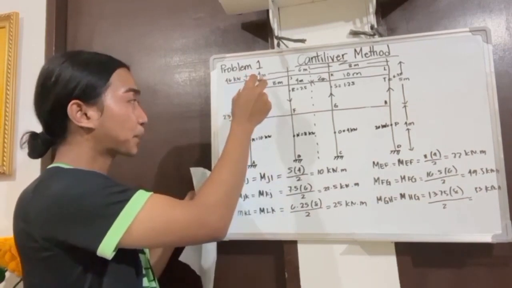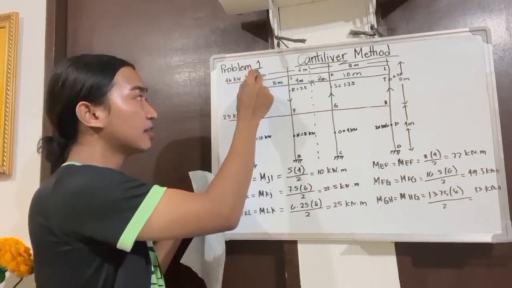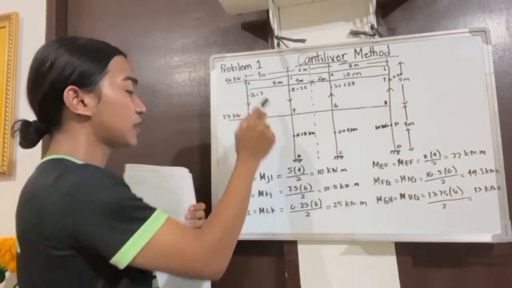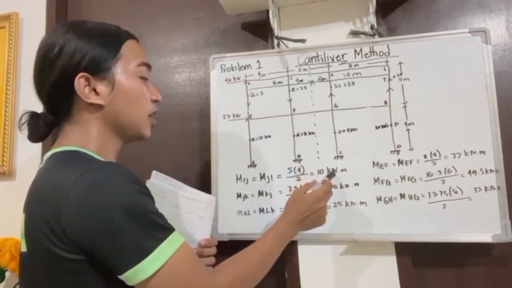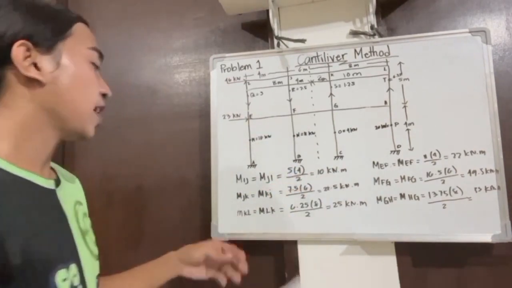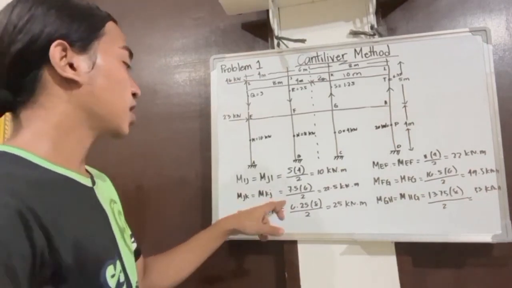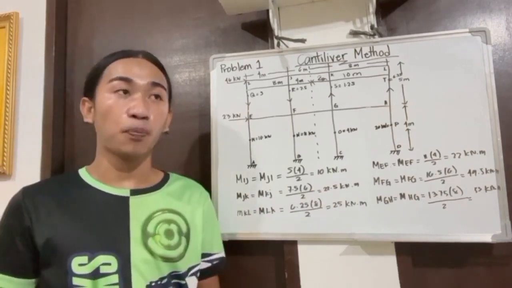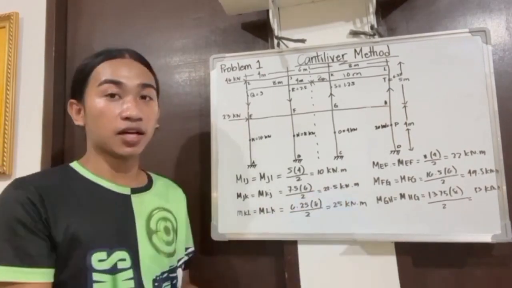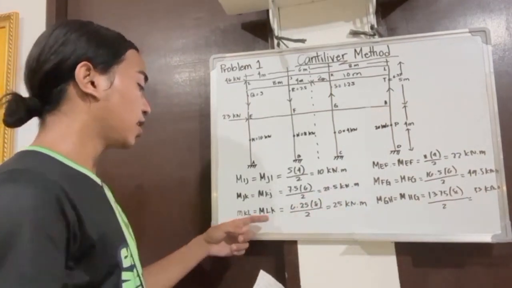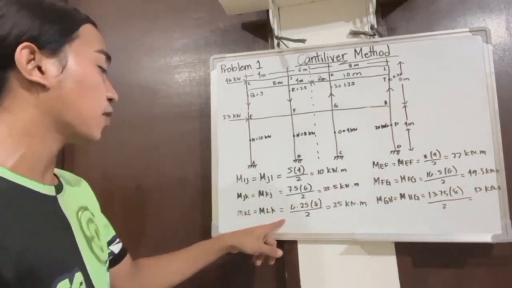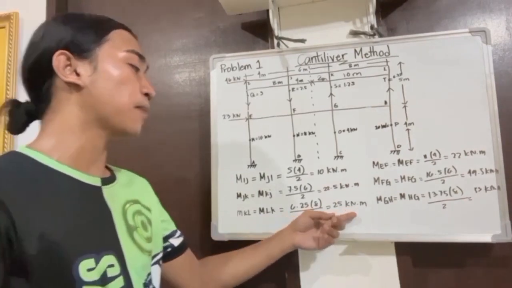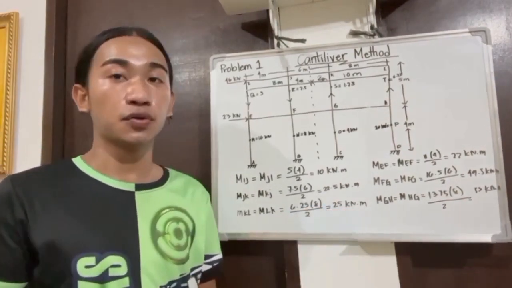The moment for IG is the same because the distance is 4 and the force is 5 over 2, which is 10 kilonewton meter. And the same for MGK, which is 7.5 times 6 over 2, we get the answer of 22.5 kilonewton meter. And then MKL equals MLK is 6.25 times 8 over 2, so the answer is 25 kilonewton meter.